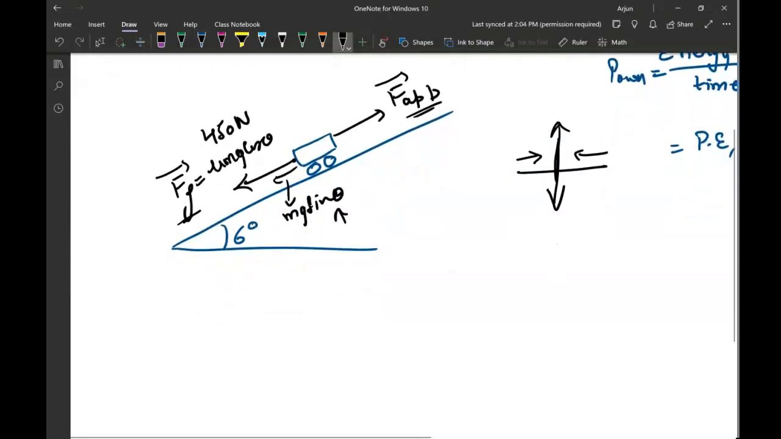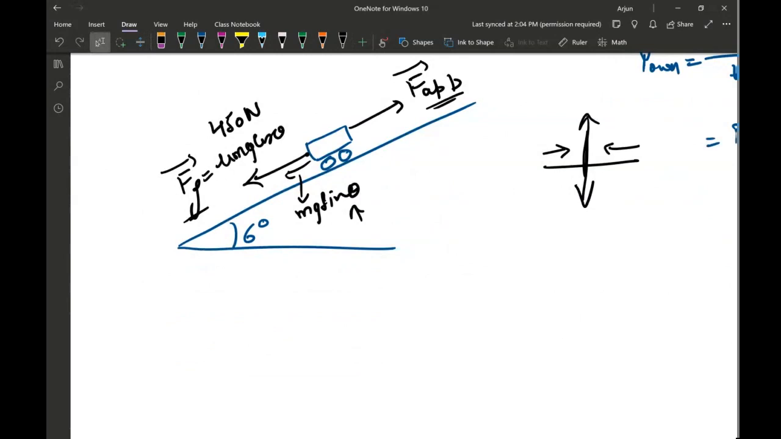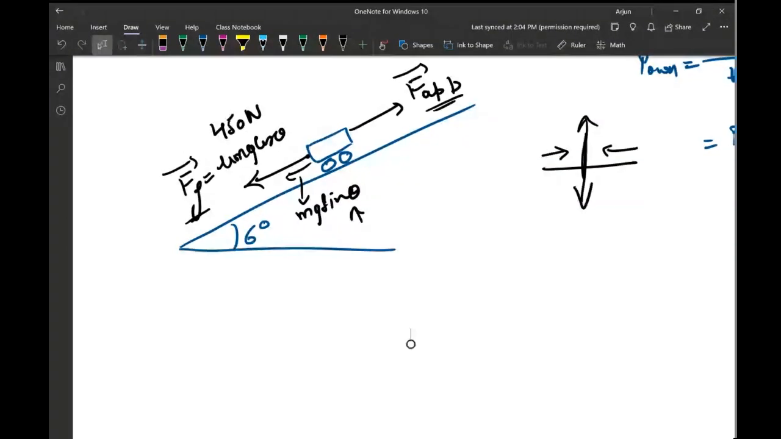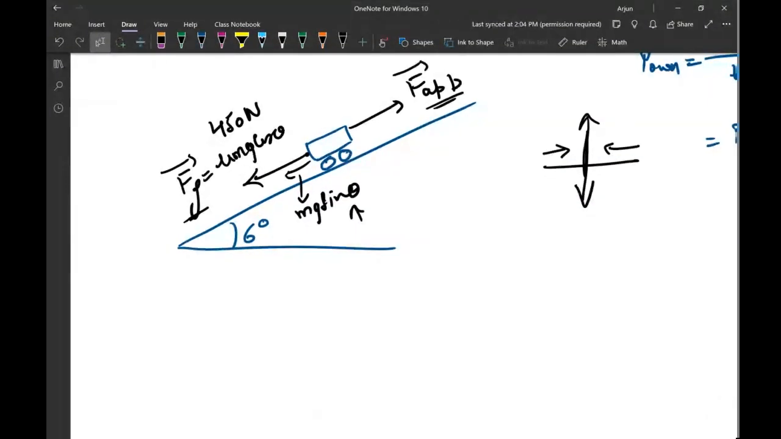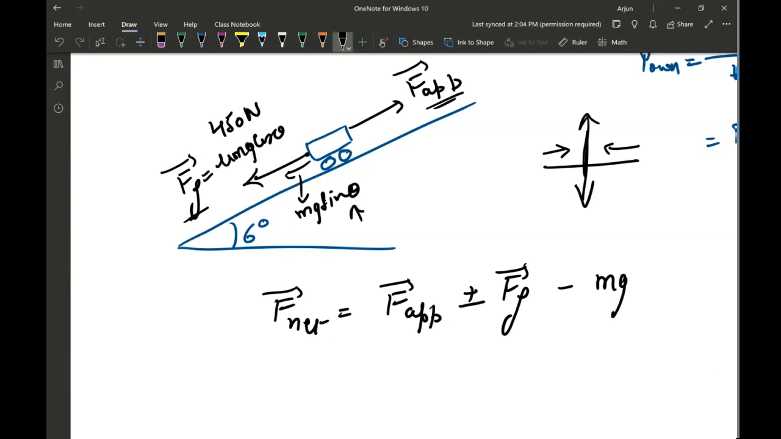I've talked about this concept in chapter number 3 also, where I talked about the forces. If you want to understand it in detail, you can go back. Otherwise, I'll write down the equation. This is the generalized equation: F net is equal to force applied plus minus force of friction minus mg sine theta. This is the equation which we've learned, and this is along the inclined plane.